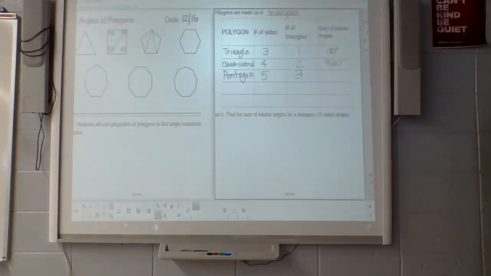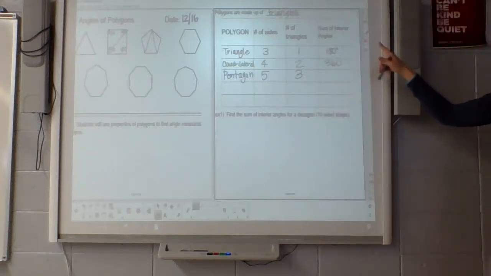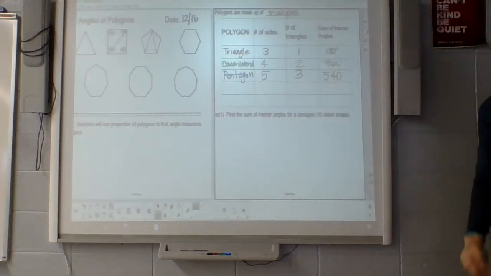So if there's 3 triangles, I have to do 3 times 180. What's 3 times 180? Or add these together. 540. 540. Oh my gosh.